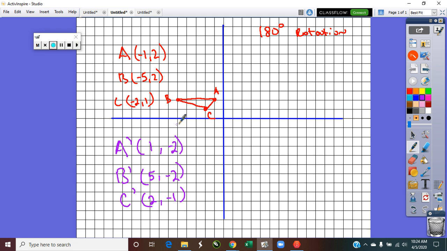Now let's take these points and let's graph it. And it should look like, if this is 180 degrees, it's basically like turning it around, okay? But we're rotating around this origin. So it should look kind of like this is rotated over to here. And let's see what that looks like. My new A is over 1, down 2. My new B is over 5, down 2. And my new C is over 2, down 1.